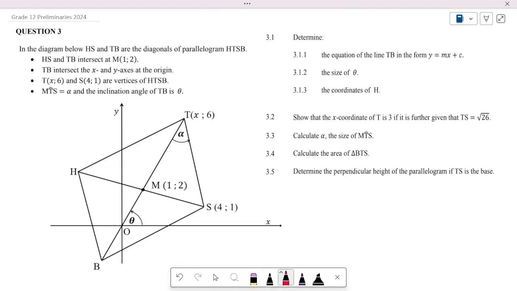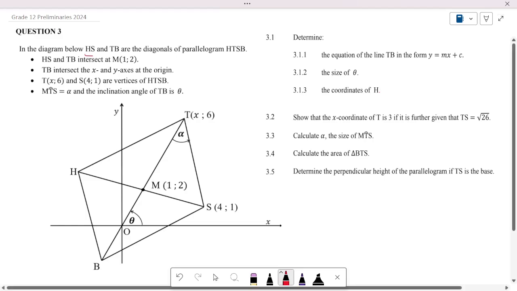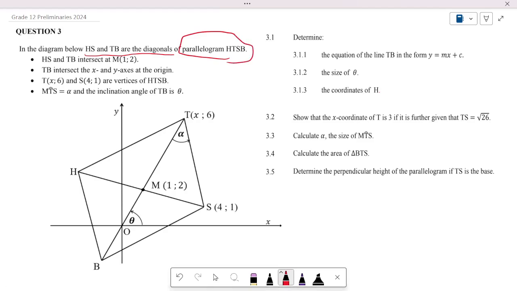So we're going to underline all the important information, and then we're going to put all of the information on the sketch, and then we answer our questions. Because remember, we need the information in order to answer basically all of these questions. So in the diagram below, HS and TB are diagonals. So HS and TB are diagonals of the parallelogram, which is HTSB, which is this entire parallelogram over here.